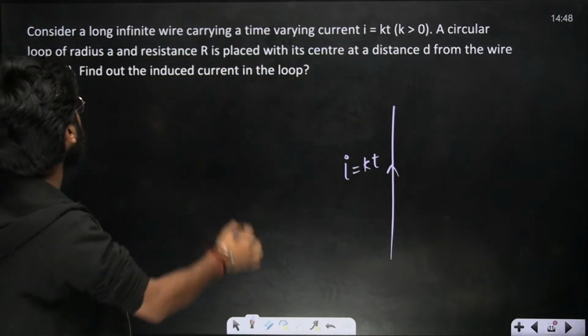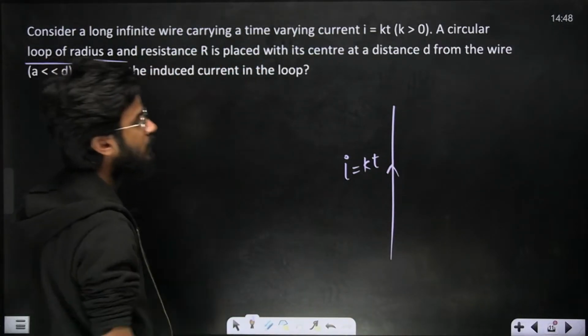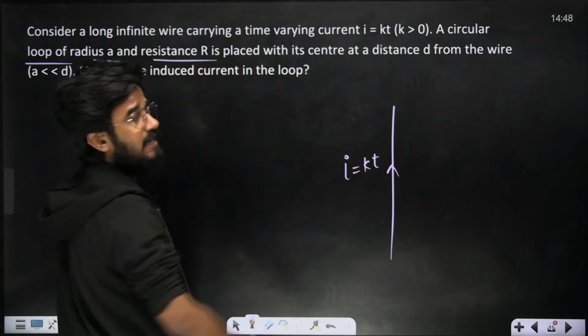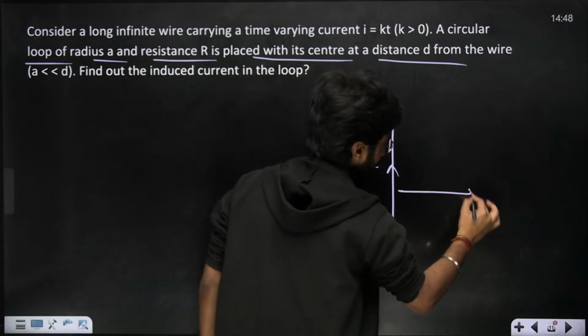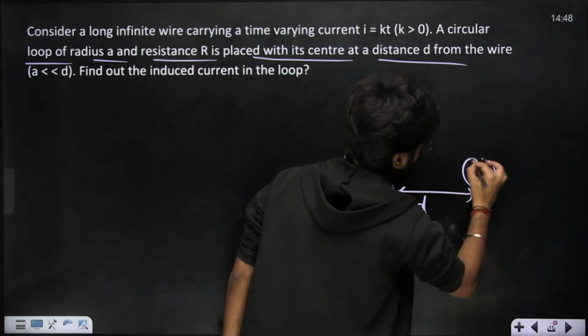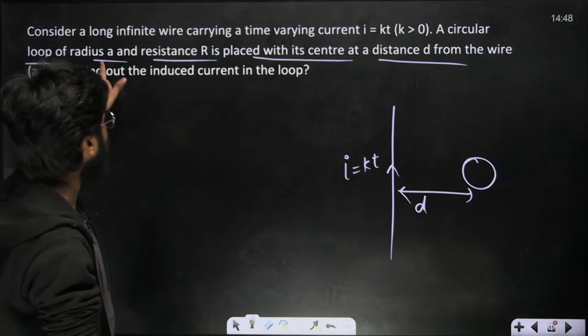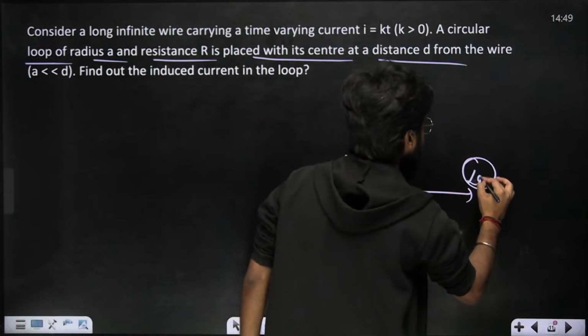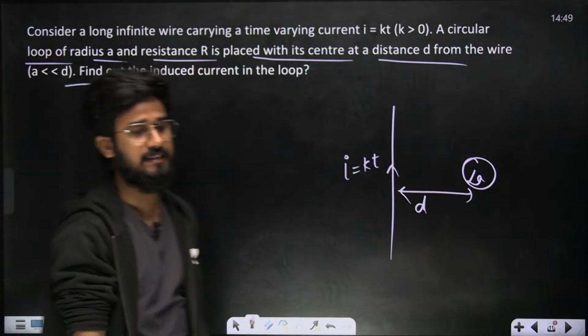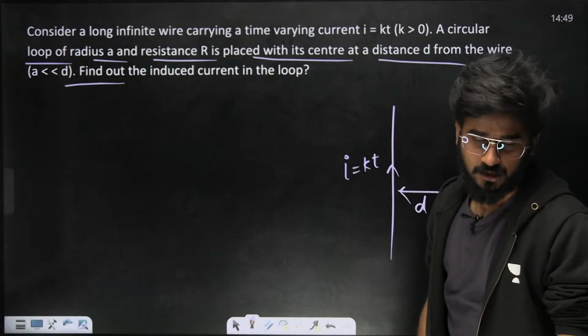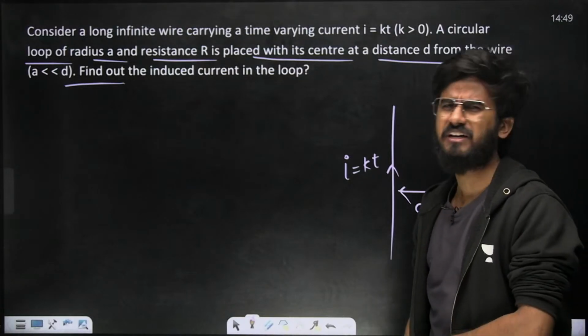Suppose we have this long wire, and the current is I equal to kt. Now we have a circular loop of radius a and resistance R, which is placed with its center at a distance d from the wire. Find out the induced current in the loop. Done. The duration will be 1 hour to 1.5 hour, not that much.